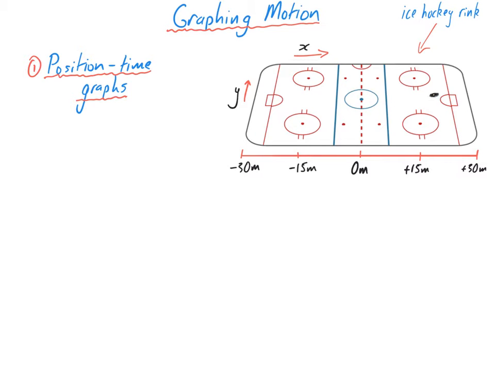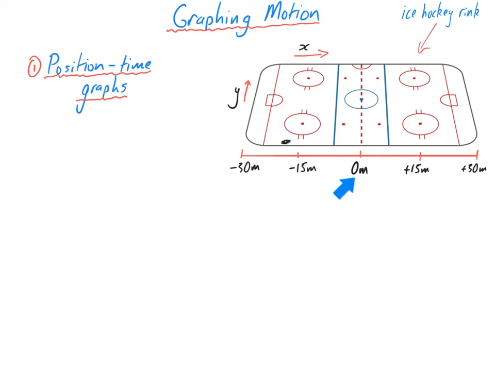Now let's have a look at graphing motion. First up's position time graphs. If we wanted to show the position of the puck in 2 dimensions, here I've labelled the x dimension and the y dimension, that would be very difficult. So in this course what we're going to be doing is locating the puck just in 1 dimension. So we'll talk about position in terms of 1D.